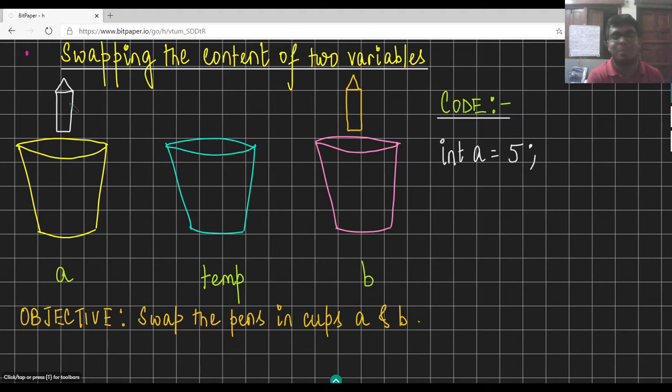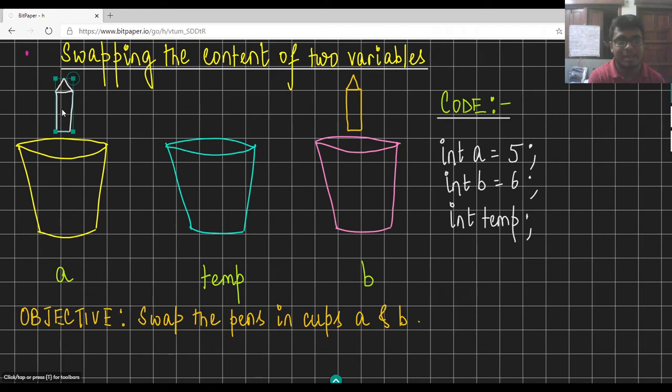I'm giving this pen a number. Let's say 5. Now let's give this pen a number. Let's say 6. Okay. So cup B has the pen 6. All right. Next, we have an empty cup here, right? So I'm going to write int temp and not assign it anything. It's empty, right?